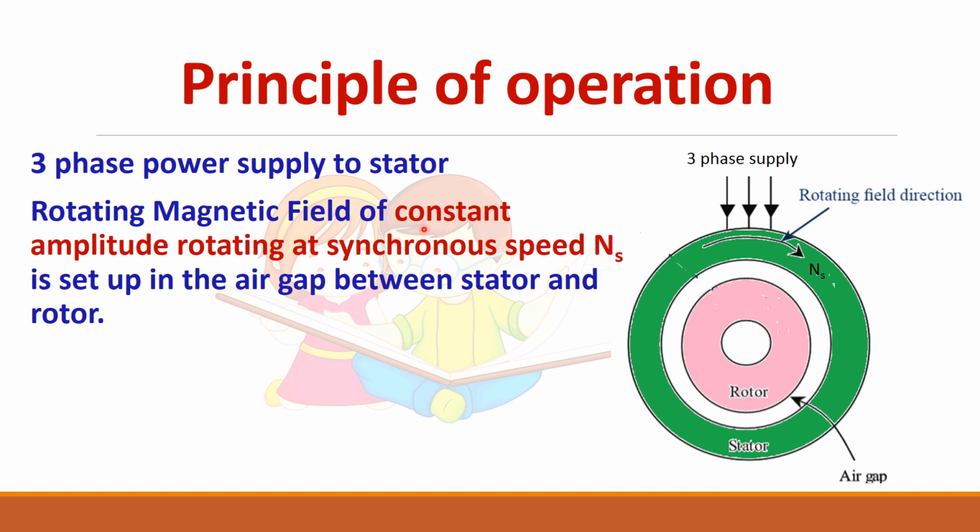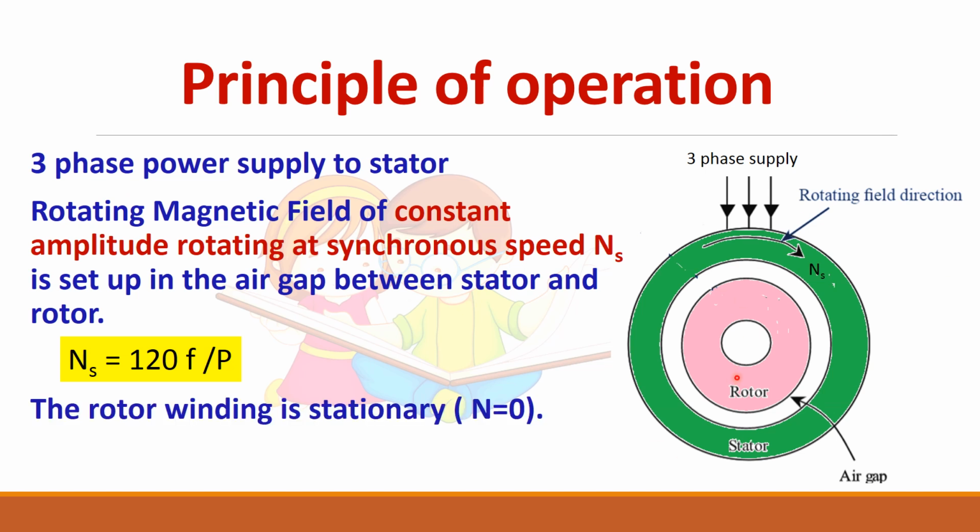We have seen that it has a constant magnitude of 1.5 phi m. This field is rotating at synchronous speed, which is given by 120 f by p, where f is the supply frequency and p is the number of poles. If I give a 50 Hz supply, the synchronous speed will be directly proportional to 50 Hz. If it is a 60 Hz supply, synchronous speed will be directly proportional to that 60 Hz. So Ns depends upon the supply frequency as well as the number of poles.